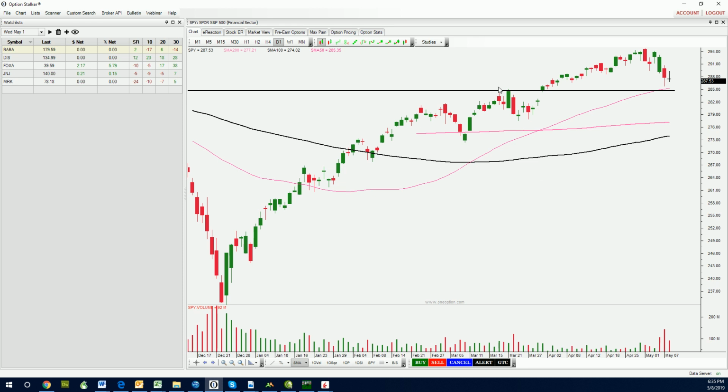If we trade below this 285 level on the S&P 500, there's a very good chance that we will test the 200-day moving average, which is right around, let's call it, 277 level. There's also a slight chance that we could go all the way down to the 100-day moving average, which is 274.